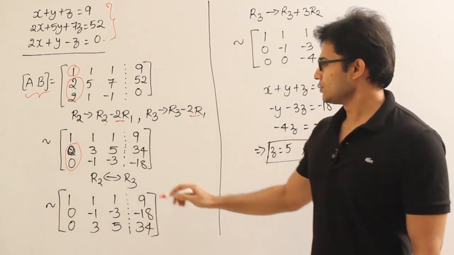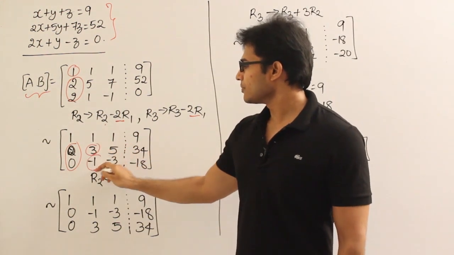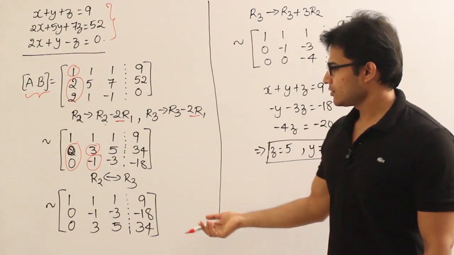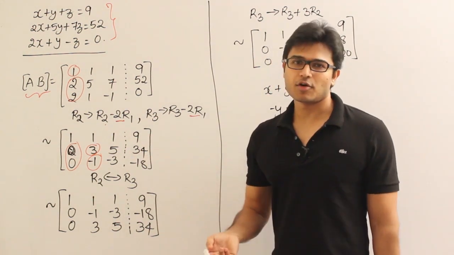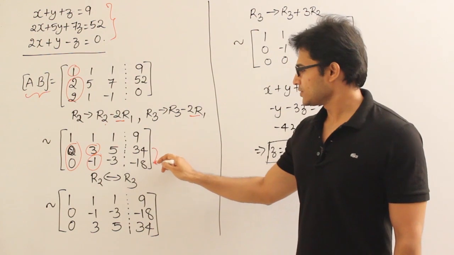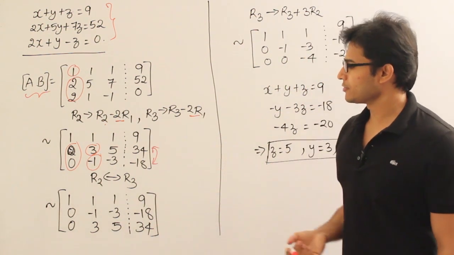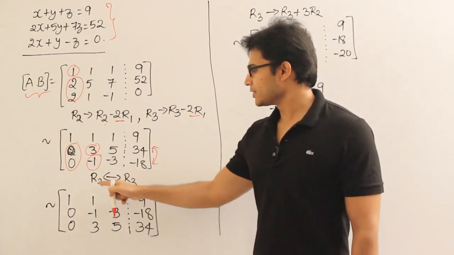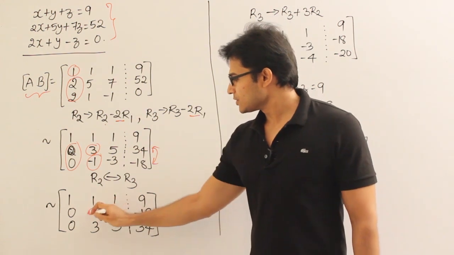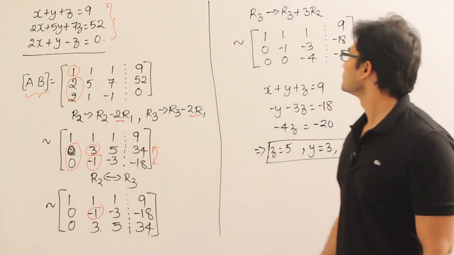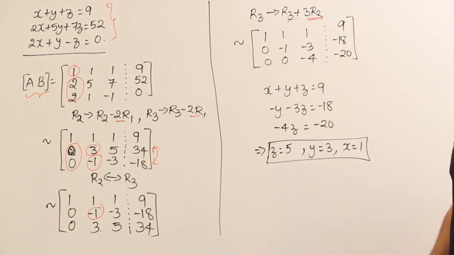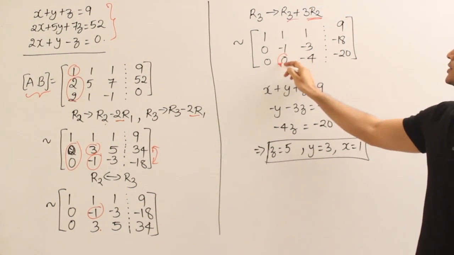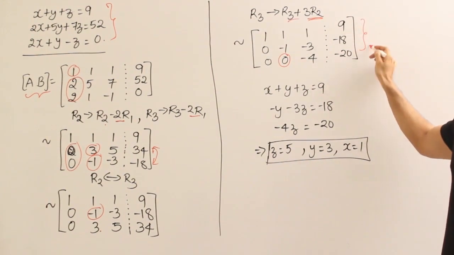And next step is using this element, I want to make all the elements below it 0, but using 3 it doesn't look good, and also it takes a lot of computations. So for that reason I will exchange these two rows and then I will continue. So I exchange these two here and I got this, and using this I will make this one 0. So for that reason I multiplied R2 by 3 and added it to R3. So I got 0 here. Now finally this is in echelon form.